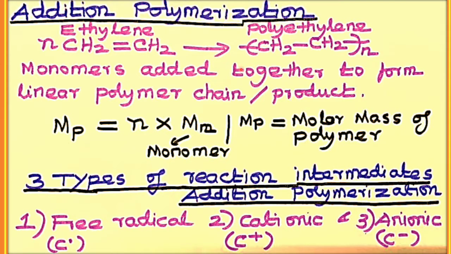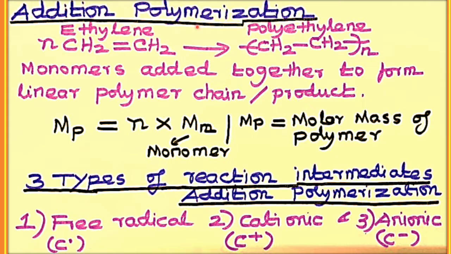Similarly, vinyl chloride undergoes polymerization to give polyvinyl chloride, PVC. Also, styrene molecules undergo polymerization to give polystyrene. So, in addition polymerization, the monomer molecules are simply added together to form a linear chain polymer product without the formation of any byproducts.